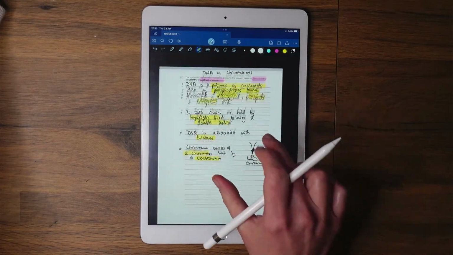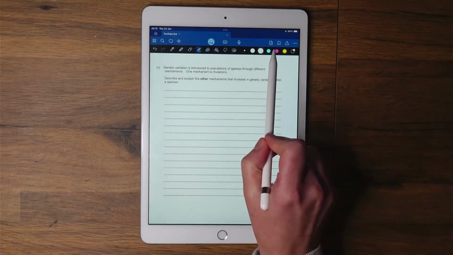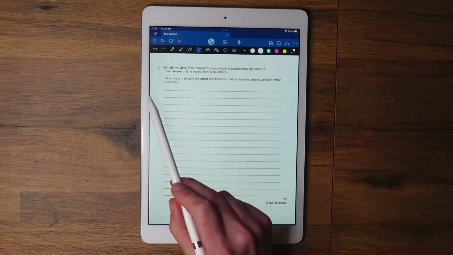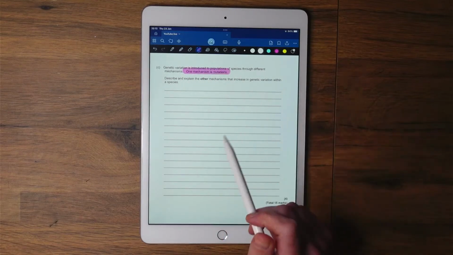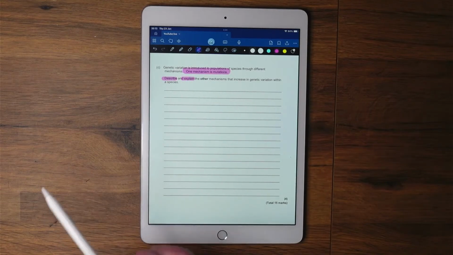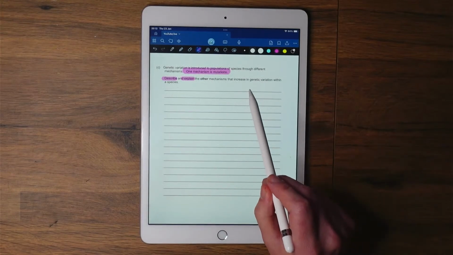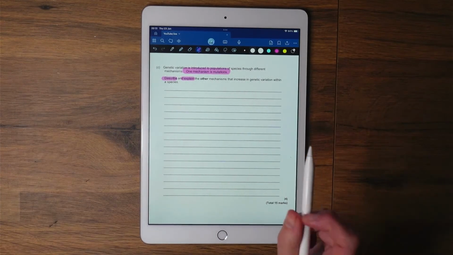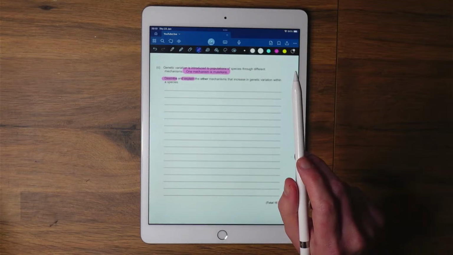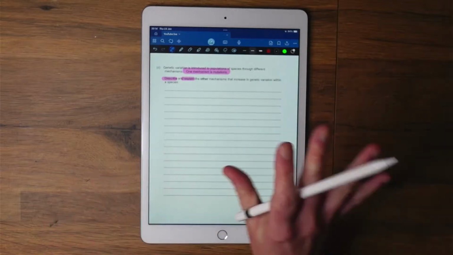Right, let's see what we've got coming up next. So for this one, genetic variation is introduced to populations of species through different mechanisms. One mechanism is mutations, but we have to describe and explain the other mechanisms that increase genetic variation within a species. So we're describing and explaining, and this is 4 marks. So we can't do mutations, that is already considered.